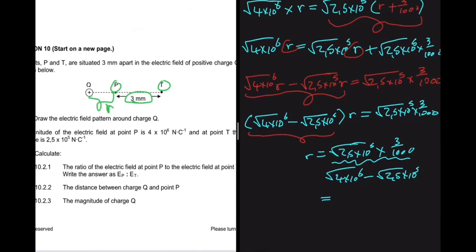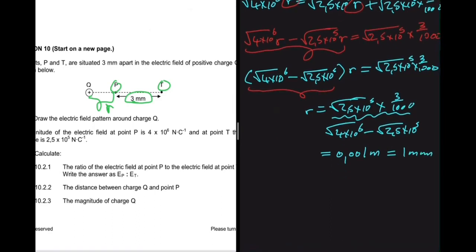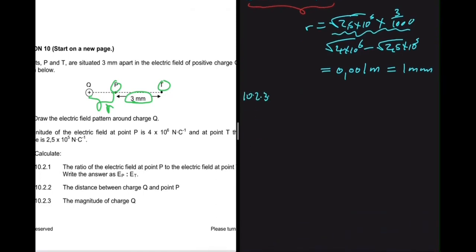And you should get 0.001 meters, right? That is also equal to 1 millimeter. So the distance between Q and point P is 1 millimeter, or 0.001 meters. And finally, to find the magnitude of charge Q, the magnitude of charge Q, right?